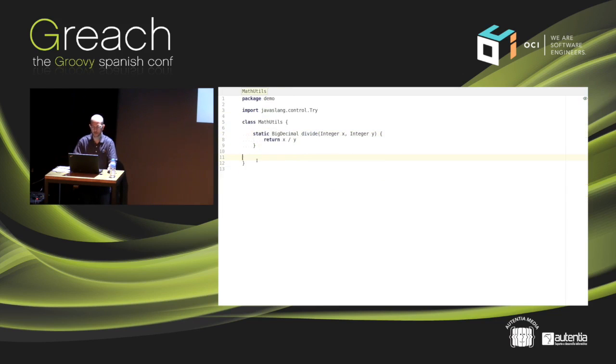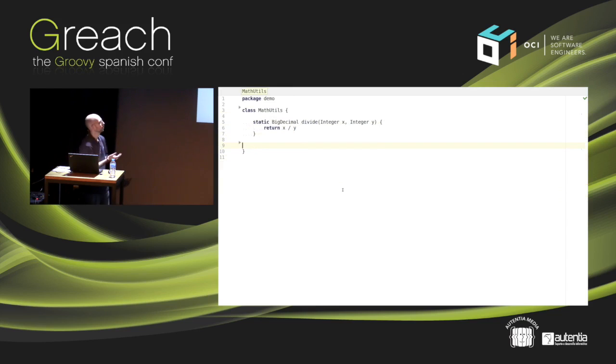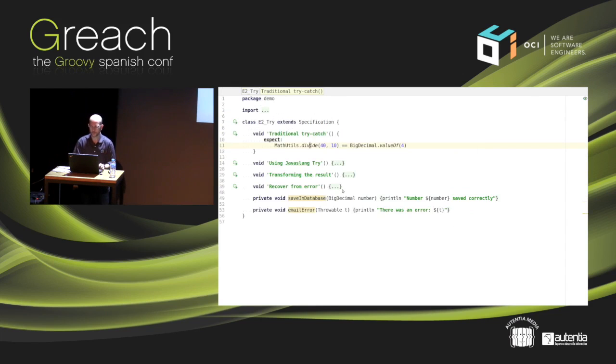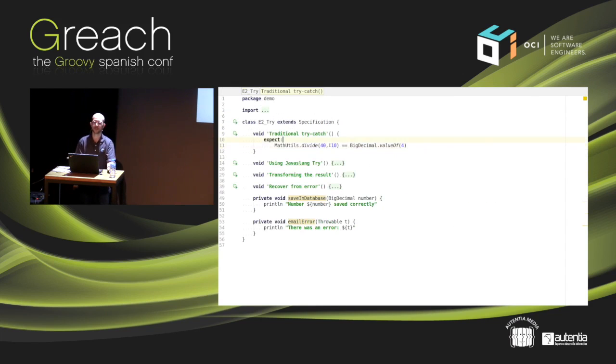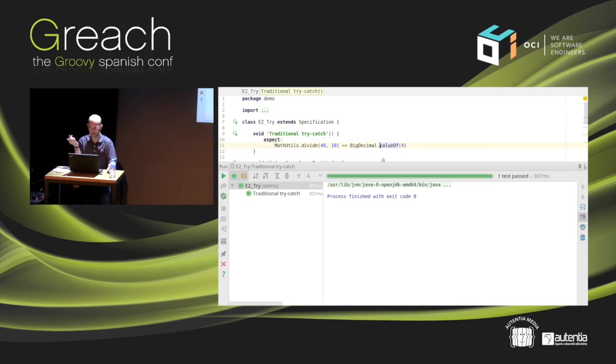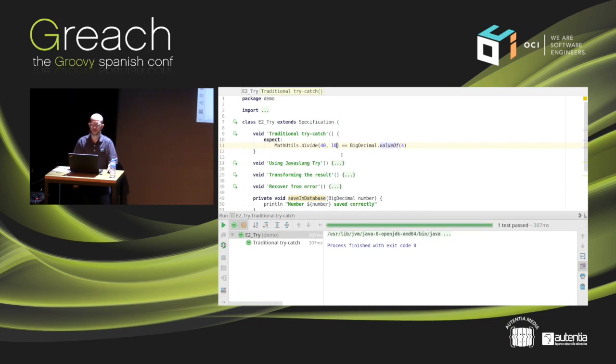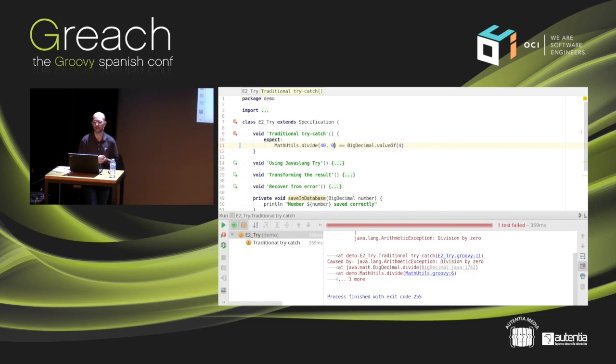We have this method. Let me delete this. We have this method. We are trying to divide x by y. And as you know, if I do this, in this case, 40 divided by 10 is 4. Let's run it. Okay? But what happens if I do this? Yeah, boom. ArithmeticException, right? Division by 0. This is wrong.